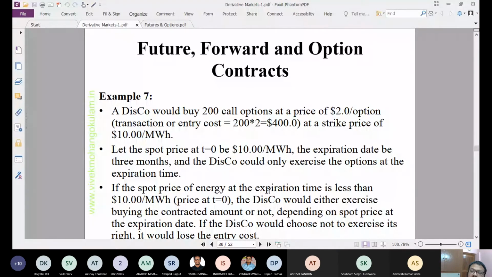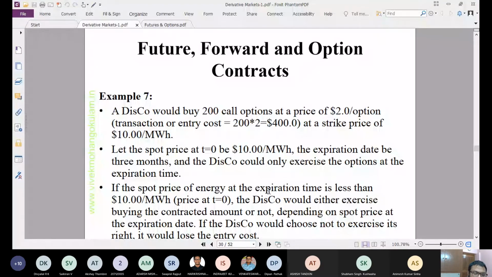Now you can see here a distribution company would buy 200 call options at a price of $2 per option. That is an entry cost, 200 into 2, $400, at a strike price of $10 per megawatt hour. So he has already paid some amount per option, and 200 is the number of call options he has bought for $2. So entry expense is there for him. For entry in the financial market, he has an expense, that is $400.